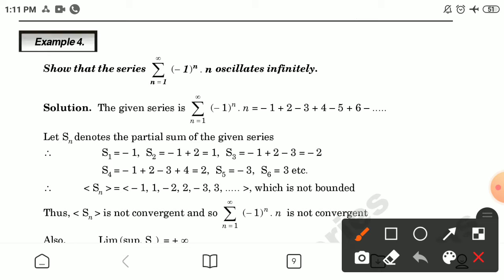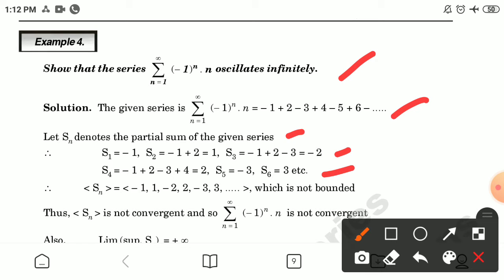Show that the series summation (-1)^n times n, n is from 1 to infinity, oscillates infinitely. The given series is this one. Let Sn denote the partial sum of the given series, that is Sn, the sum of first n terms. What it shows: S1 is minus 1, S2 is 1, S3 is minus 2, S4 is 2, S5 is minus 3, S6 is 3, etc.